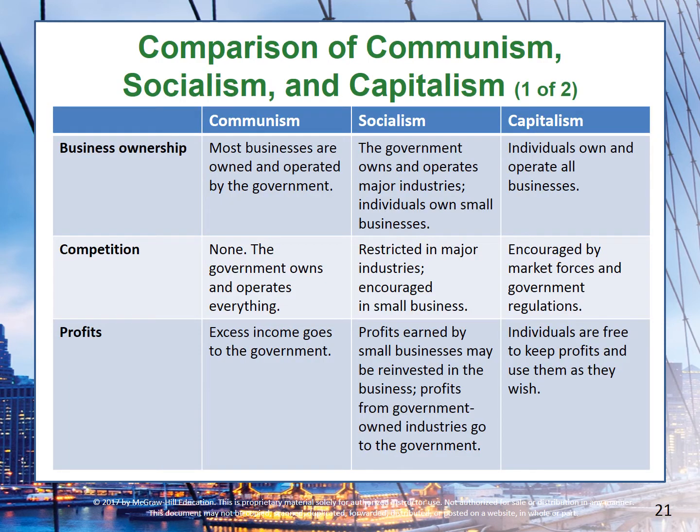The next two slides just give you an overview of the comparison of communism, socialism, and capitalism. If you look over here on the left side, it explains business ownership: in a communistic country, the businesses are owned and operated by the government. In socialism, the government owns and operates the major industries, but individuals can own small businesses. And in capitalism, individuals own and operate all the businesses. So these two will give you an overview.